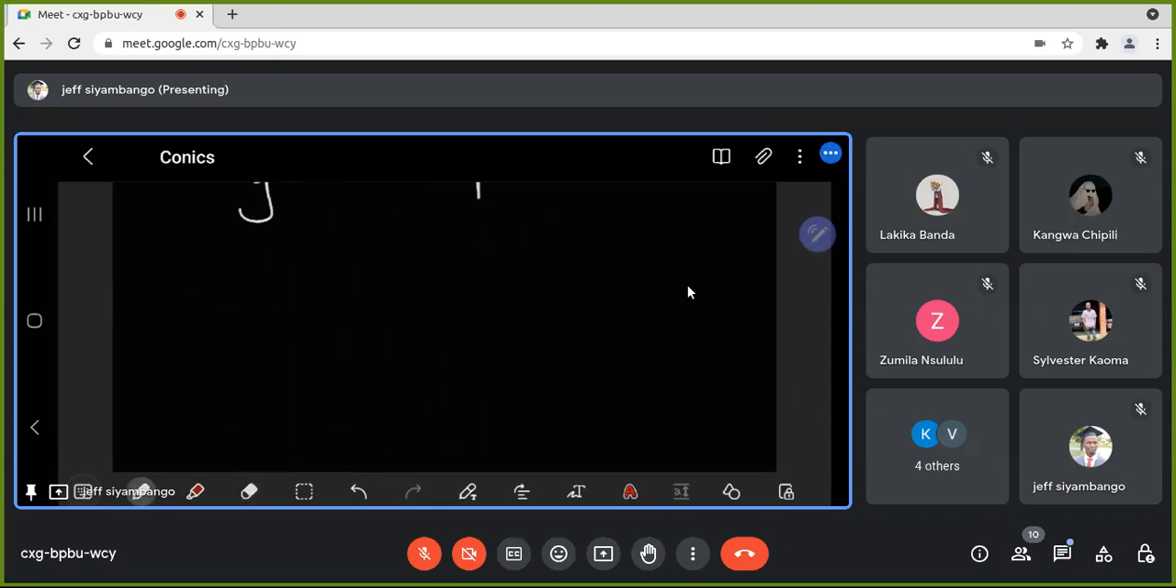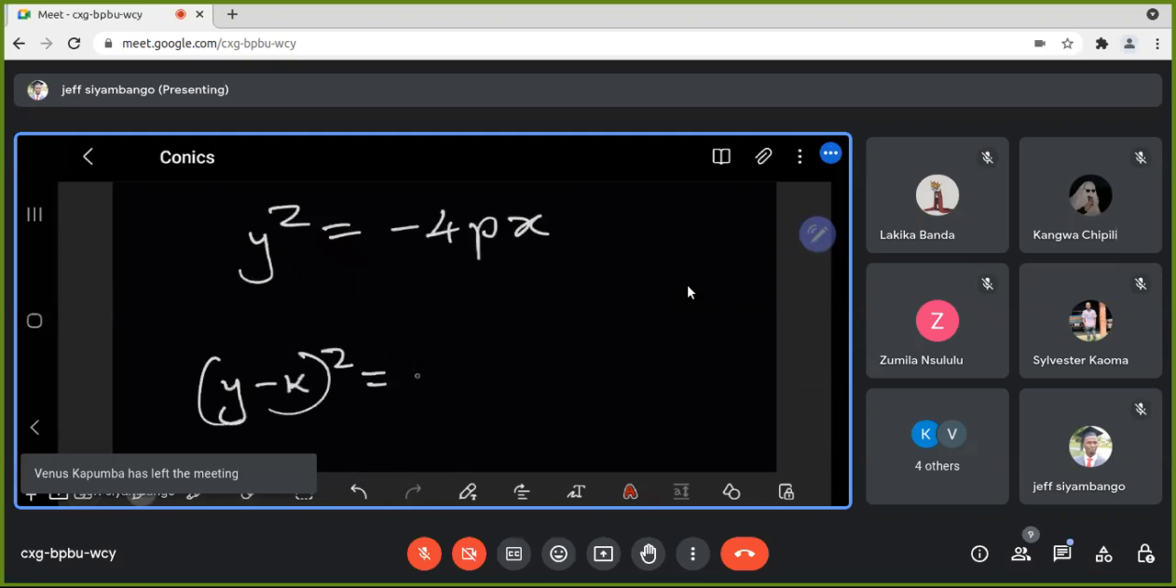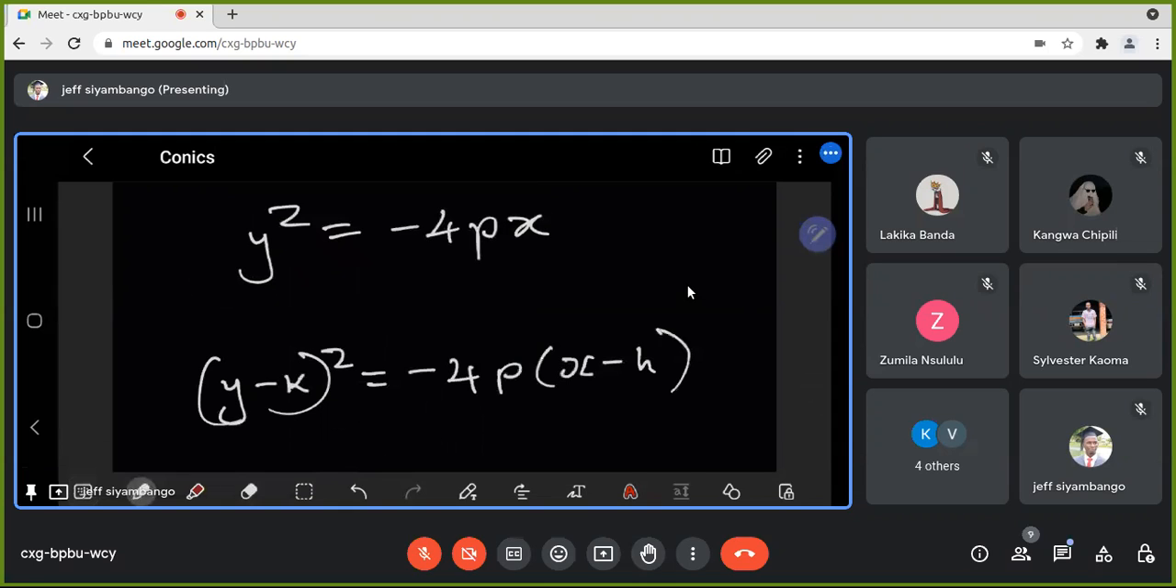Okay, so same thing. If it's not centered at the origin, then you expect y minus k squared equals minus 4p, and then x minus h. Okay, so with that done, any questions from this point before we start looking at some exam paper questions?